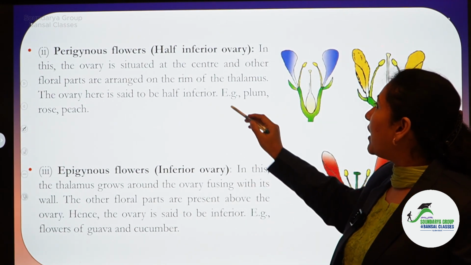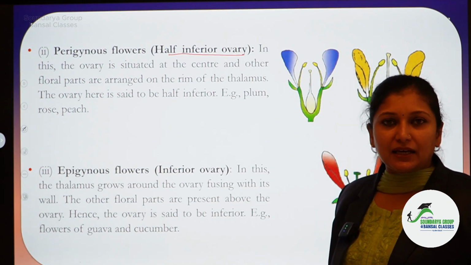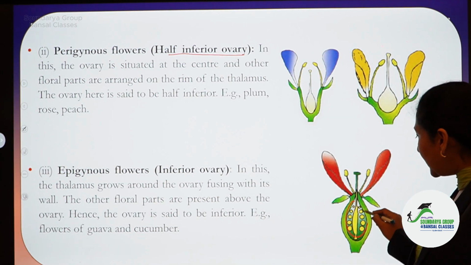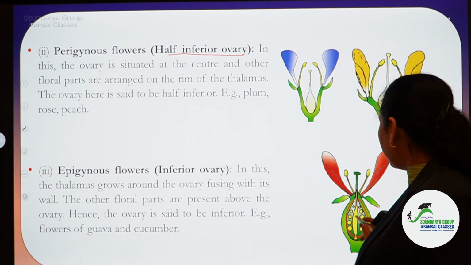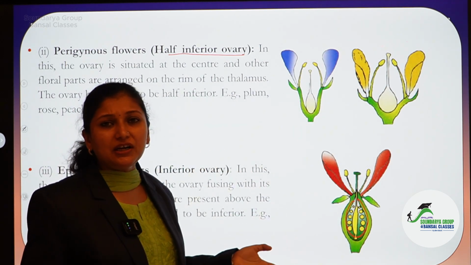So that type of half inferior ovary, if you have, then this type of flower is known as perigynous flower. Then epigynous flower, where the complete ovary is at the base. So if the ovary is present at the base, this ovary only will turn into fruit.